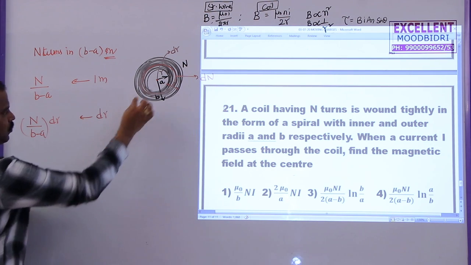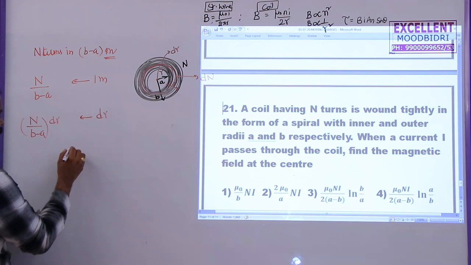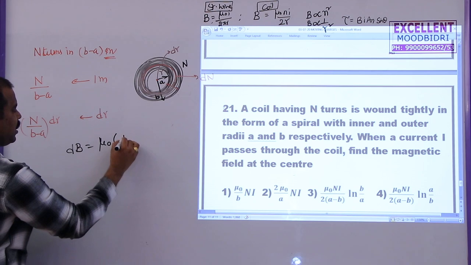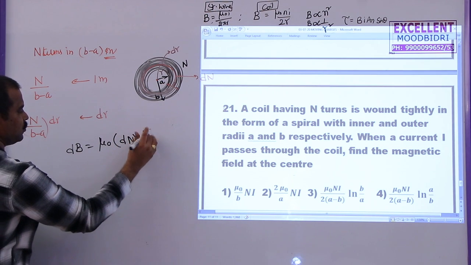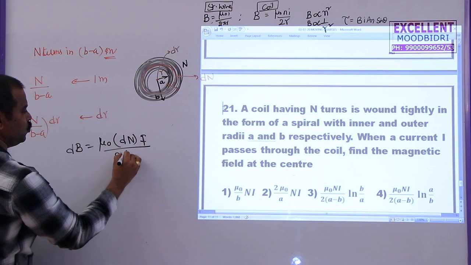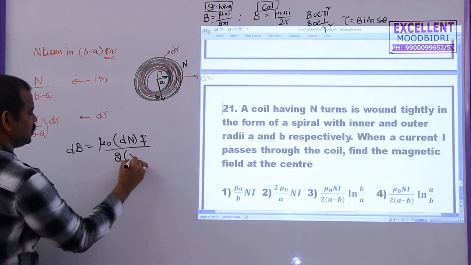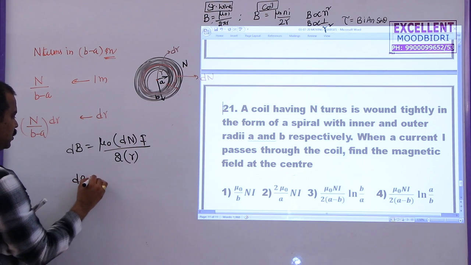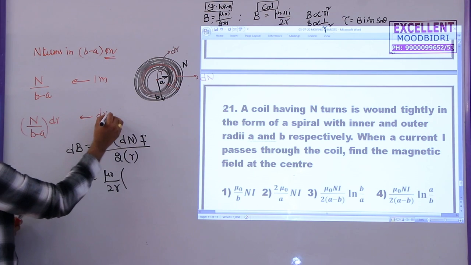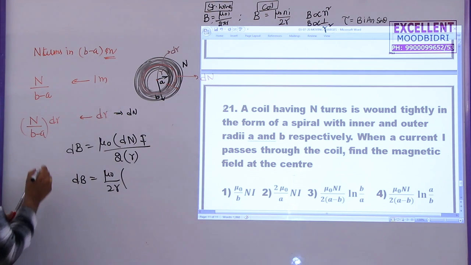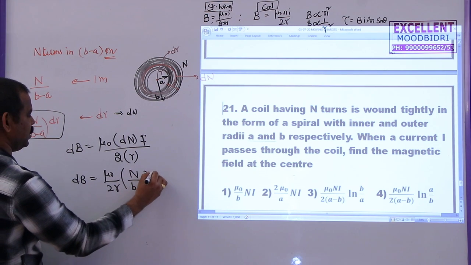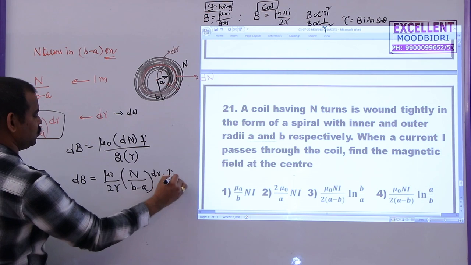Now what is the magnetic field due to the small circular strip? So that I will take it as dB. dB is given by mu naught dn current I, which is given as capital I, by 2r. What is the r? Radius of this one, r. So dB can be written as mu naught by 2r. What is dn? That is, the small number of turns, this much. So this will be N by B minus A into dr into I.